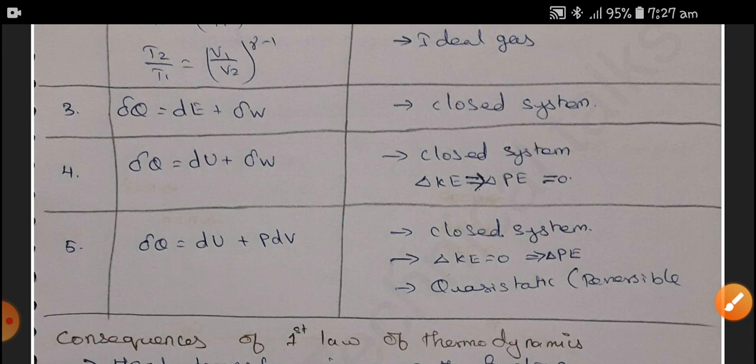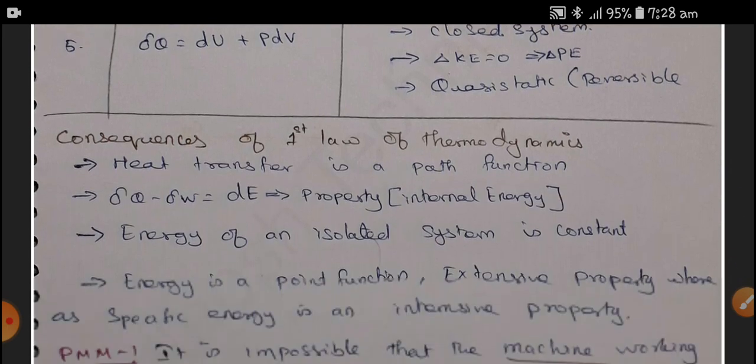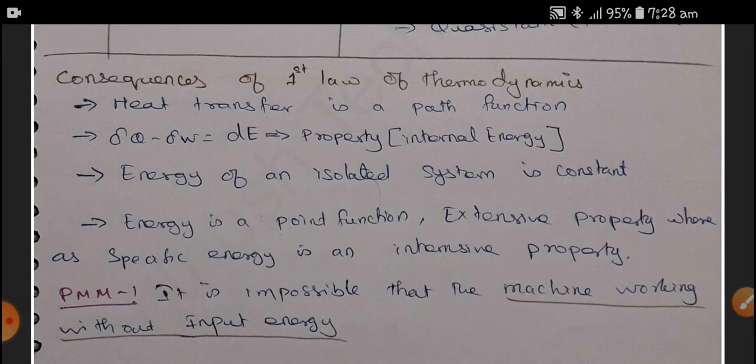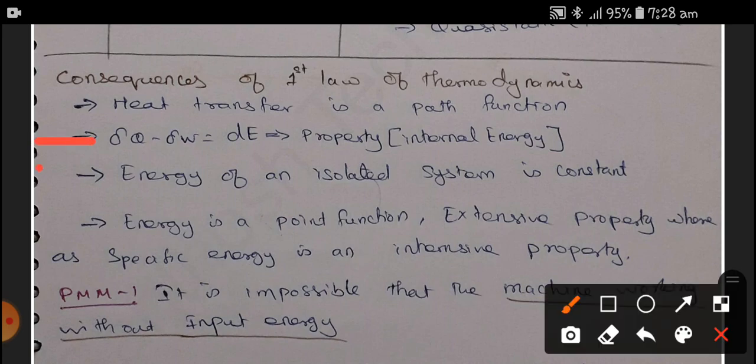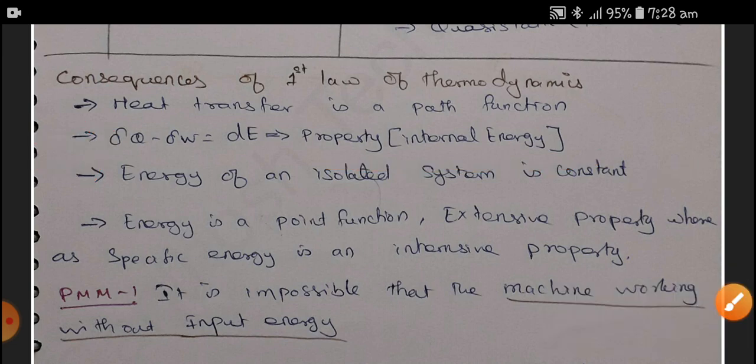If we know this first law of thermodynamics definition and this difference, we have to know the consequences of the first law of thermodynamics. What are the consequences? Heat transfer is a path function. And change in energy, difference in energy, is an internal energy. So internal energy is the property which is the outcome of the first law of thermodynamics. The first law of thermodynamics gives the internal energy, that is change in energy. And the energy of an isolated system is always constant.